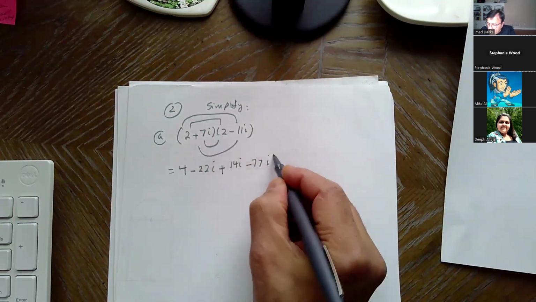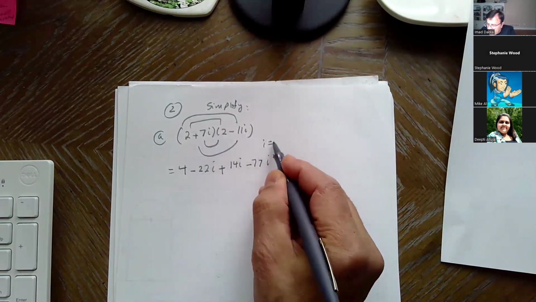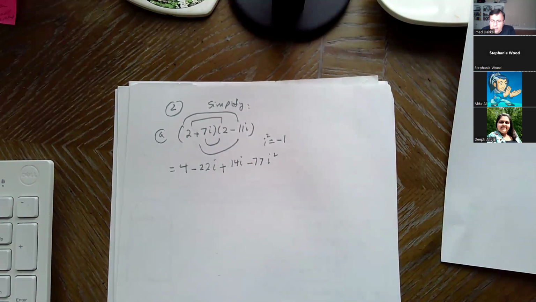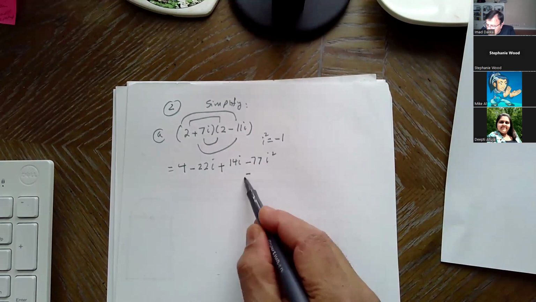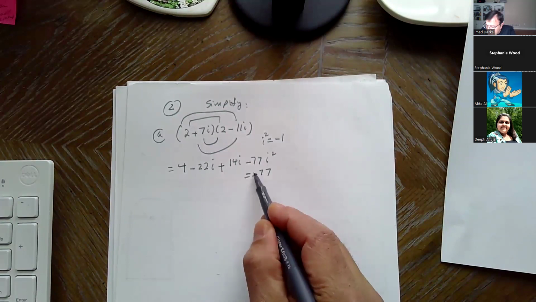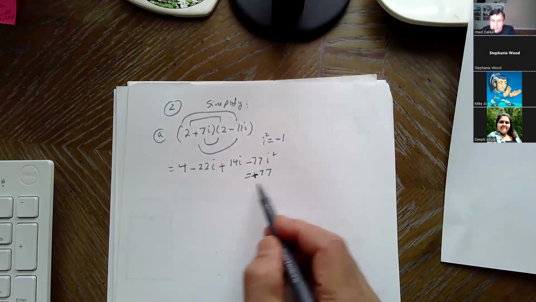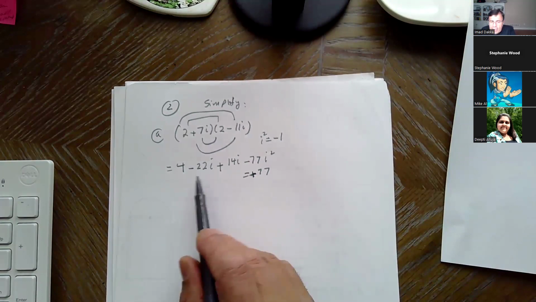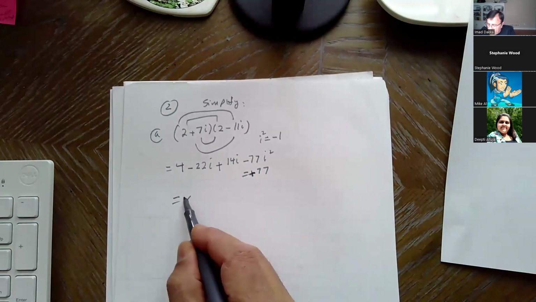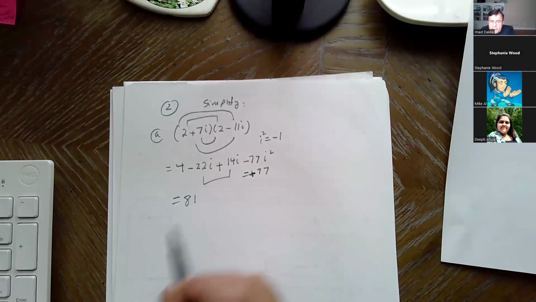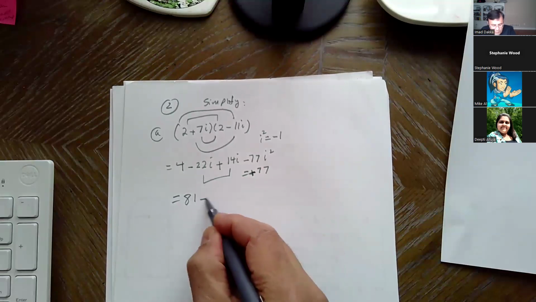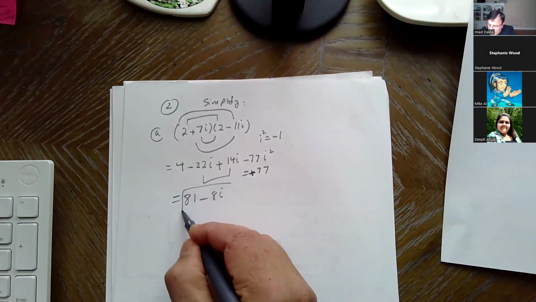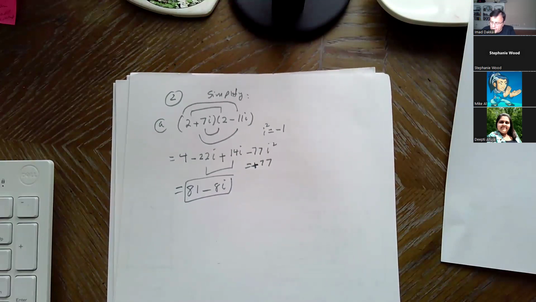I times I is i squared, but we know that i squared is negative 1. So you have negative 77 times negative 1, which equals plus 77. So negative 77 i squared is 77. We add 4 to 77, we get 81. And then add the i terms together. Negative 22i plus 14i is negative 8i. And that would be the answer in standard form.